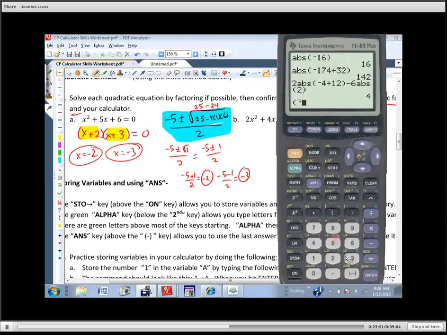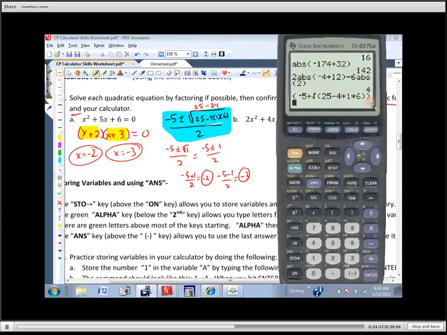So this is going to be negative 5 plus, I'll do the plus first, square root, the square root is the second one there, and then 25 minus 4 times 1 times 6. Close the parentheses. That closes the parentheses for the square root. What else? Another set of parentheses to close the parentheses for the top. That is the entire top. Notice I opened the parentheses, opened them again, closed them, and closed them. So that's the whole top.